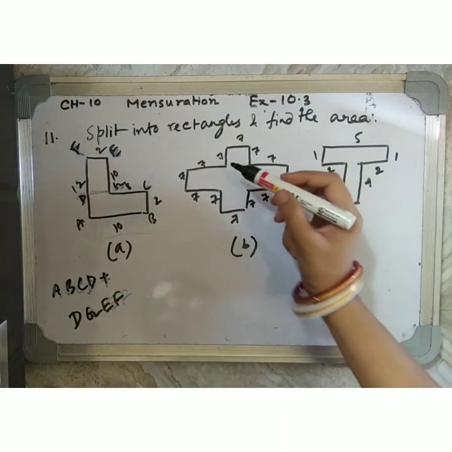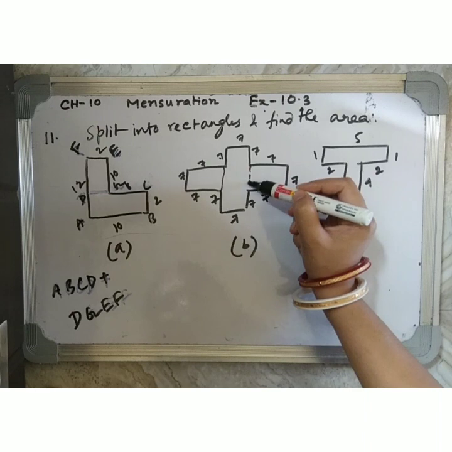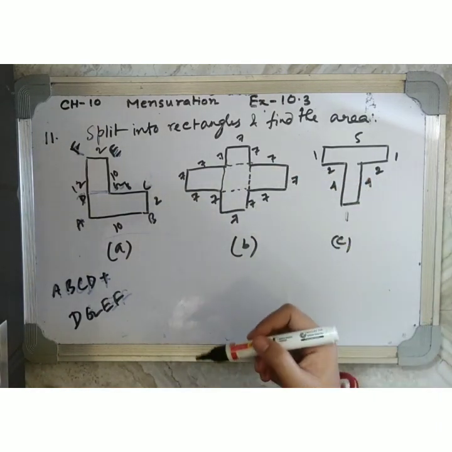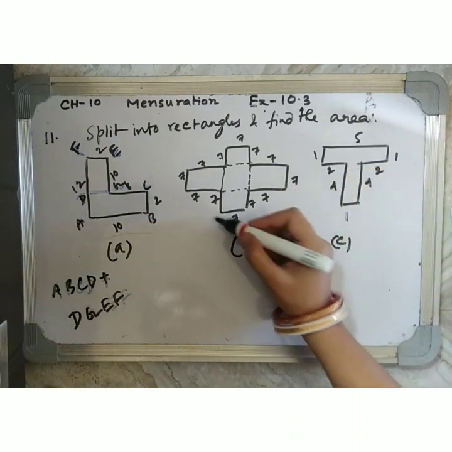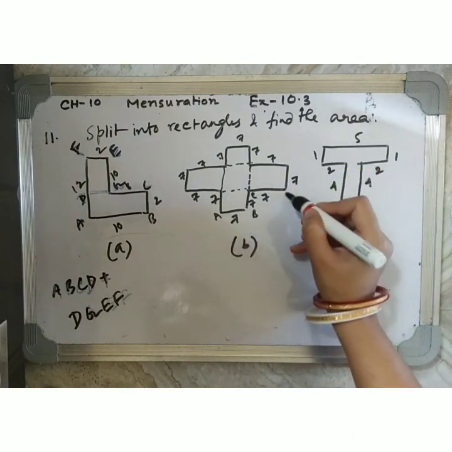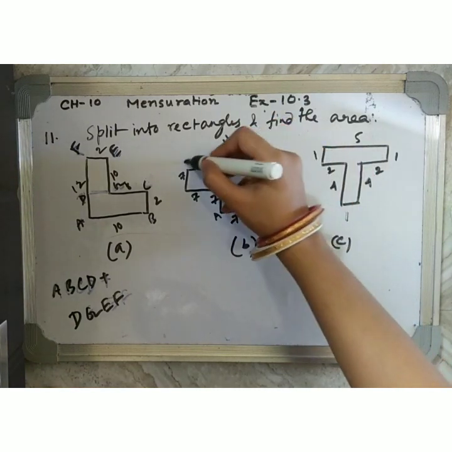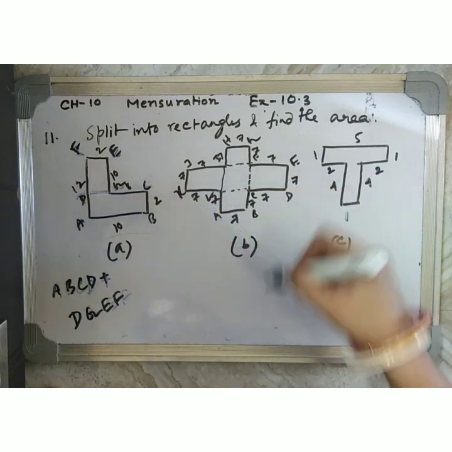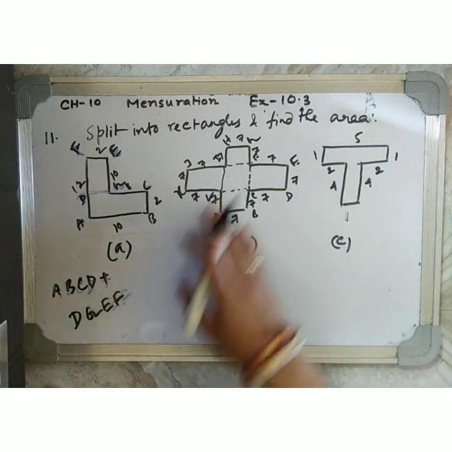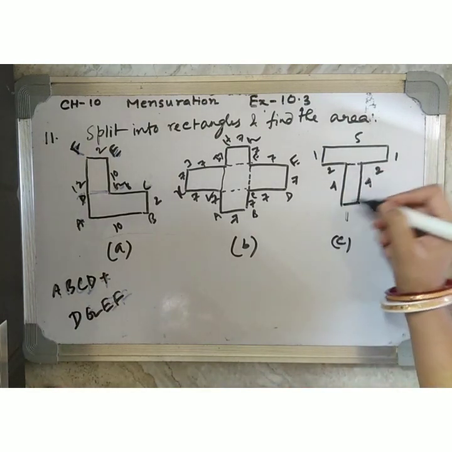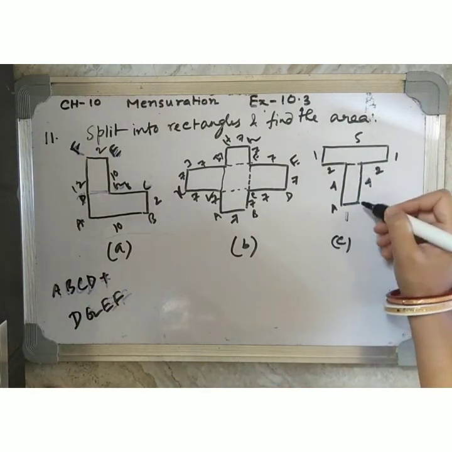Okay. Now for this figure, let's draw. I am writing A, B, C, D, E, F, G, H, I, J, K, L. Similarly, just like the previous one, you have to break all these figures into different rectangles and add the areas of all the rectangles. And for this also, I have split it already.